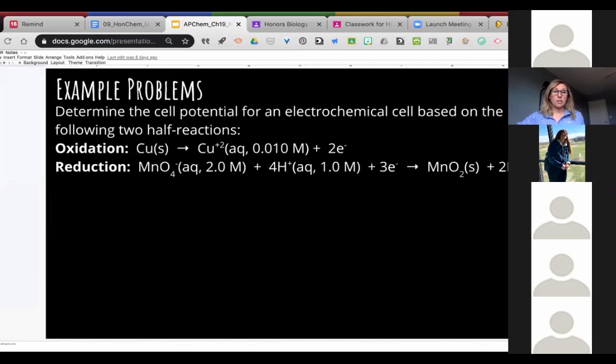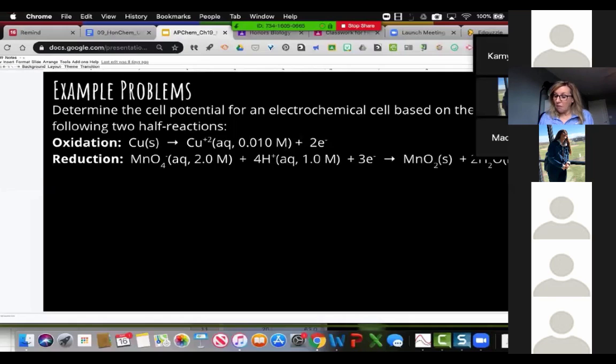Okay, so this is what these look like. For this one, it says, figure out the cell potential for an electrochemical cell based on the following two half reactions. So they're giving you the half reactions, or they might give you the overall reaction, kind of like what they did in the last section. This one is a little bit different because they gave you the molarities. If they don't give you those molarities, you can assume it's standard condition, and you can assume that it's 1 molar. If they give them to you, then you know that you're going to have to use this other equation.